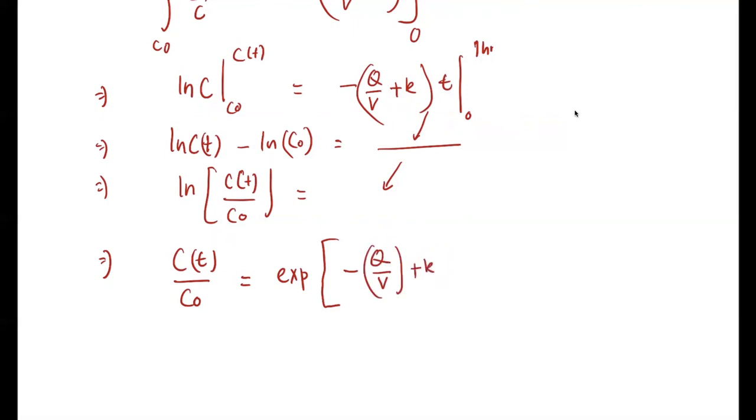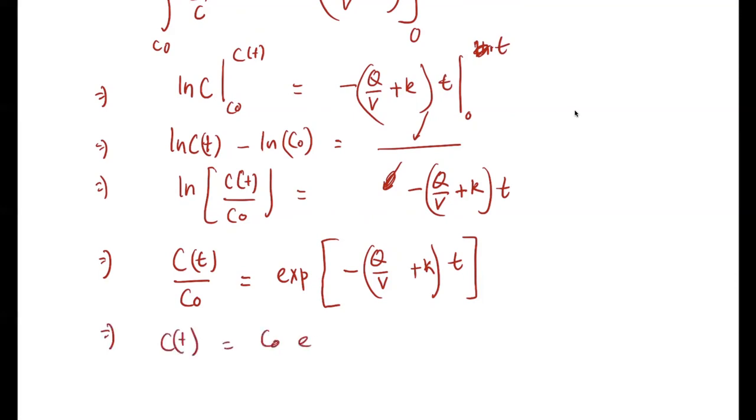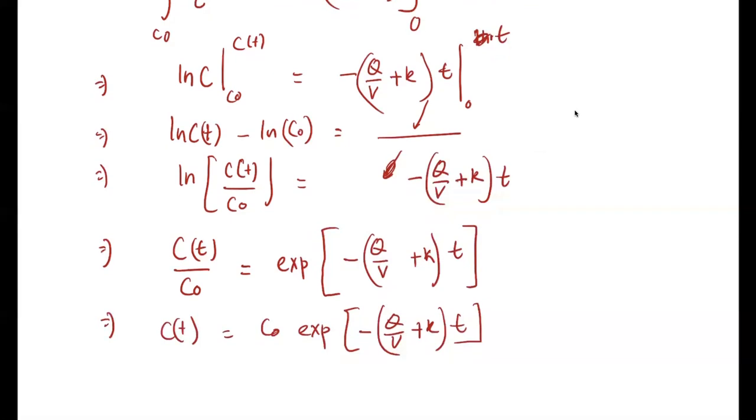Okay, no, I made a mistake. So that will be 0 to t, okay? I'll just write this term here so that it doesn't get confused: minus Q by V plus k, times t, because t starts from 0 to t, okay? So now let's see, the term Ct is C0 times the exponential, that's the equation, of minus Q by V plus k times t. So you just have to solve for it.